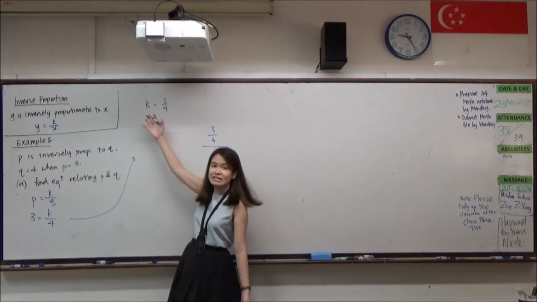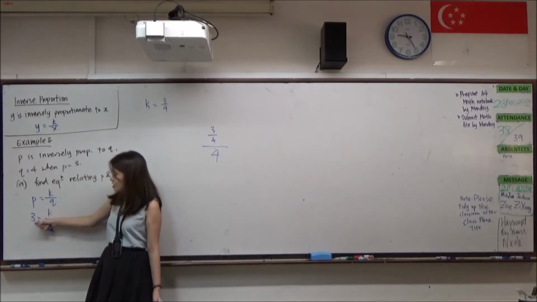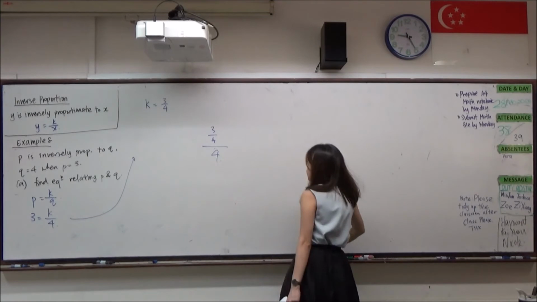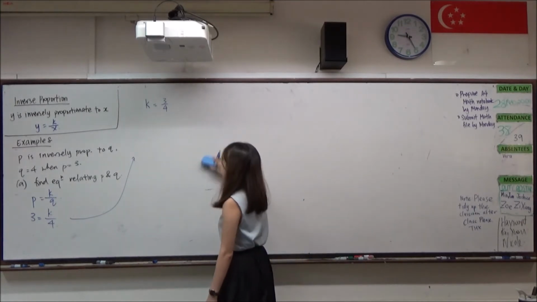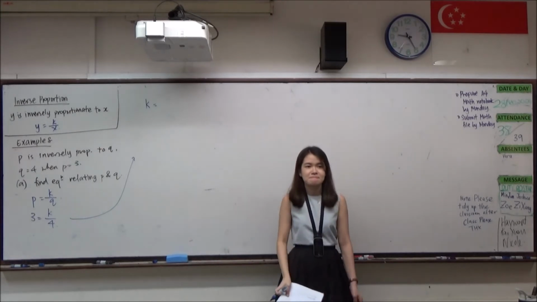So that means this is not true, alright? Because you tell me if K is 3 over 4, then the answer should be 3. So what is wrong? So K is not 3 over 4. Then how? Why?